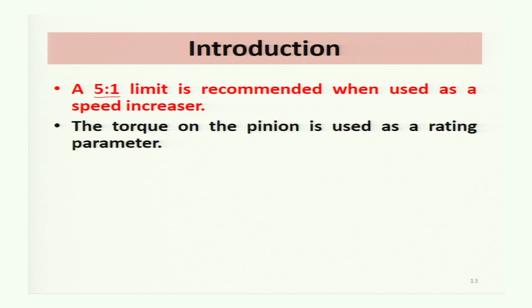The torque on the pinion is used as a rating parameter. So, the torque which acts on the pinion, or the power which you transmit with the help of the pinion, will be the rating parameter, and the pitch line velocity which you will determine will be based on the pinion diameter and the RPM of the pinion. So, it will be pi d of the pinion times RPM of the pinion divided by 60. If d is in mm, then it will be in mm per second.